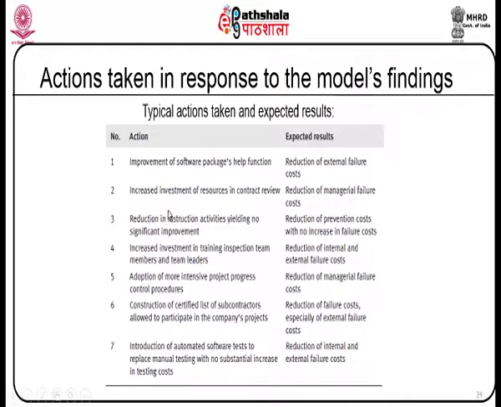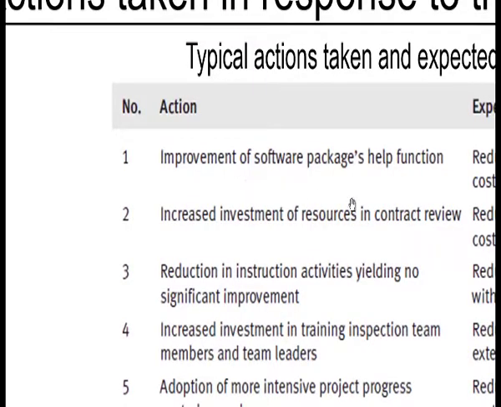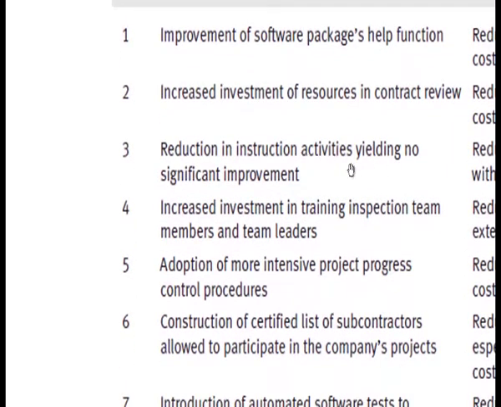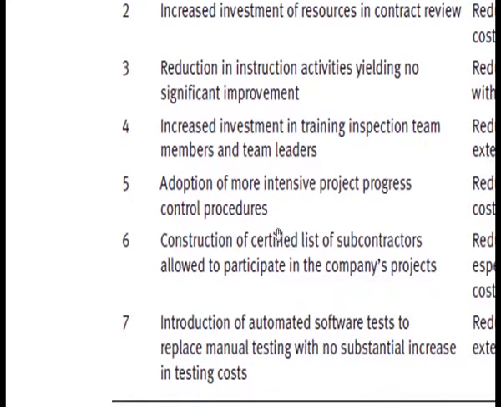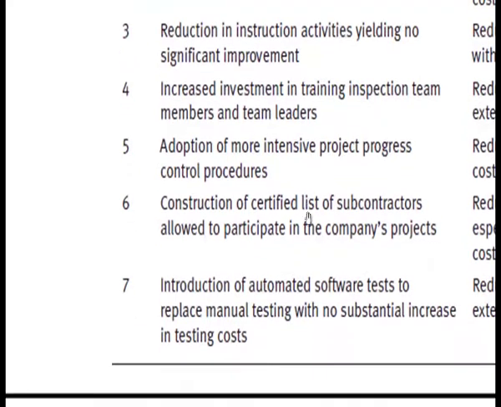Actions taken in response to the model's findings. Actions: improvement of the software package's help function, increased investment of resources in contract review, reduction in instruction activities yielding no significant improvement, increased investment in training inspection team members and team leaders, adoption of more intensive project progress control procedures, construction of a certified list of subcontractors allowed to participate in the company's projects, introduction of automated software tests to replace manual testing with no substantial increase in testing costs.